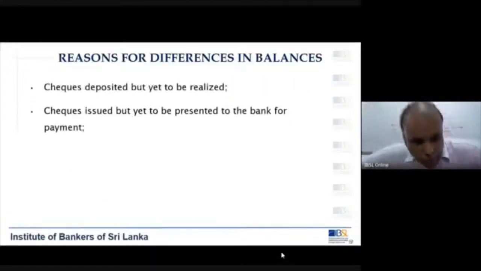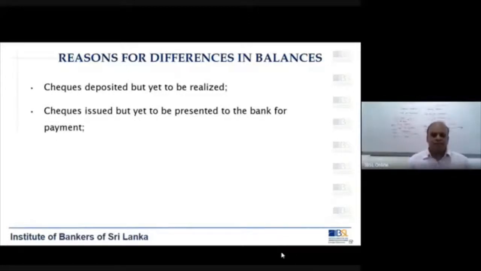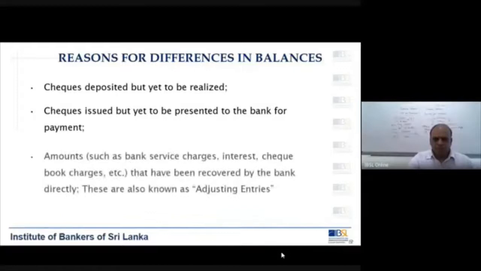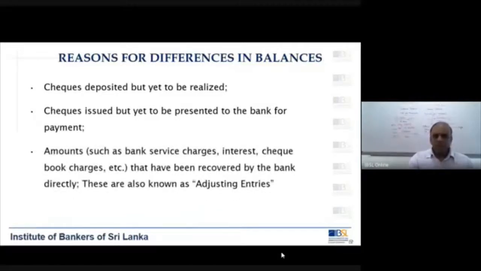So as I told you, the two main reasons are checks deposited but yet to be realized, that is one side of a transaction which has an impact on the bank reconciliation, and the second being checks issued but yet to be presented to the bank for payment. So that is unpresented checks, or checks not presented for payment. The third one is slightly different.